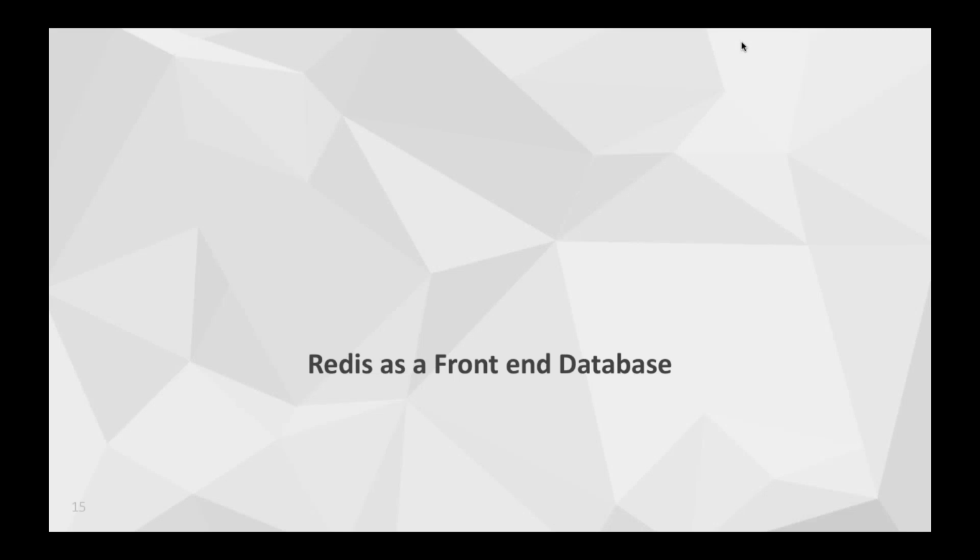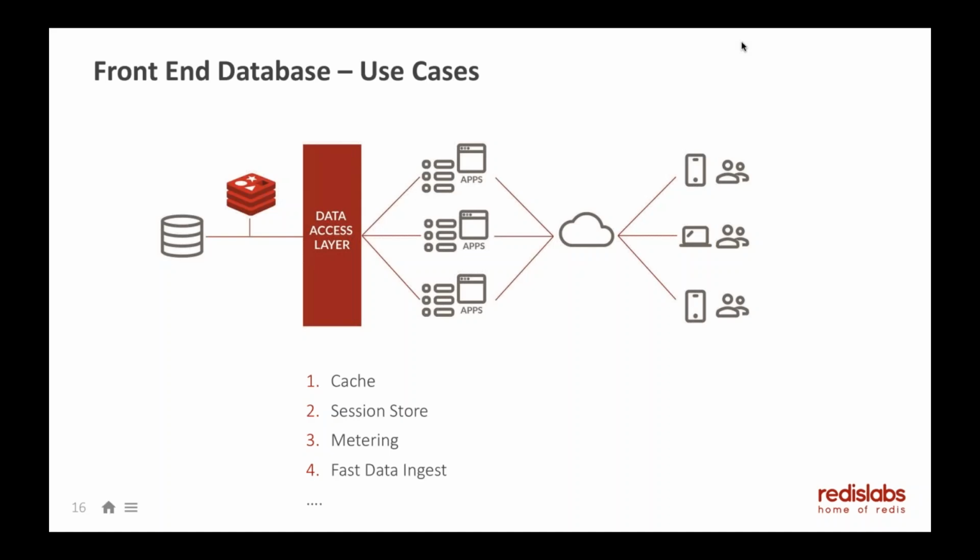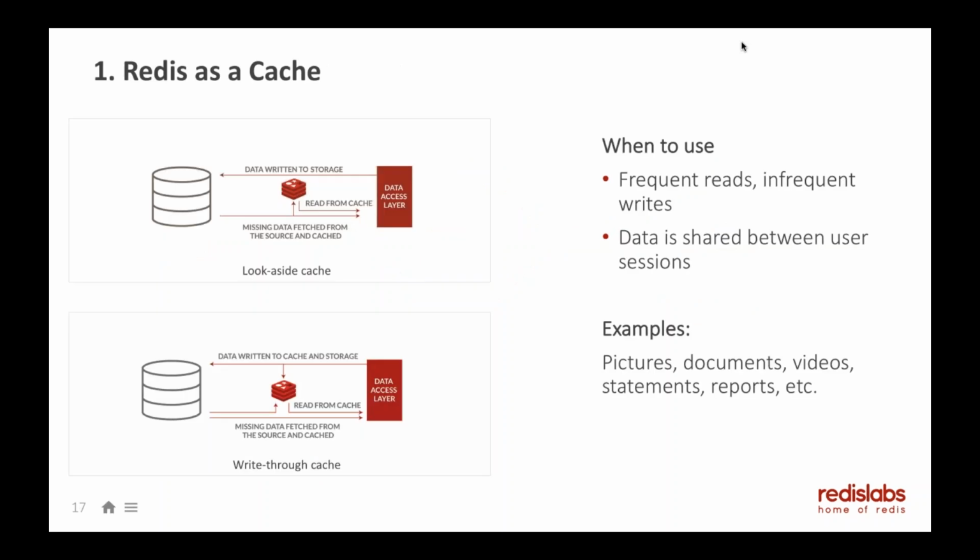Okay. Now, the main crux of this discussion: Redis as a front-end database. How can you complement any legacy database, like MySQL, with Redis? It can be any legacy database, MySQL or Oracle or DB2 or anything. You can put Redis as a front-end database, and then you can use it as a complement without really disrupting your back-end system. Okay, we'll talk about 4 use cases: cache, session store, metering, and fast data ingest. We'll go deep into these use cases right now.